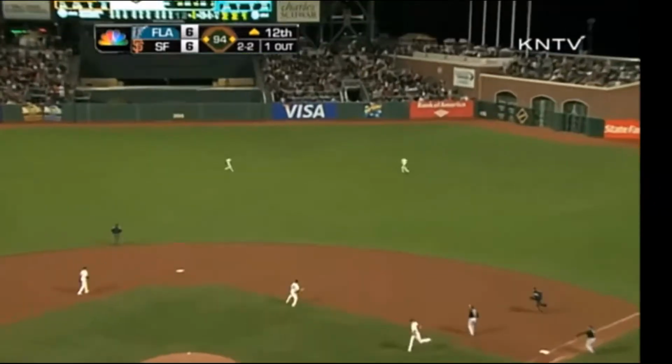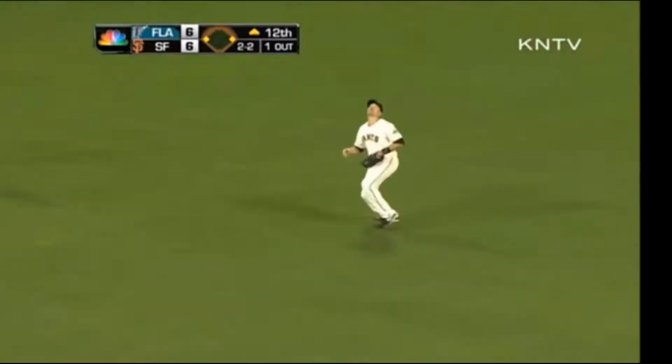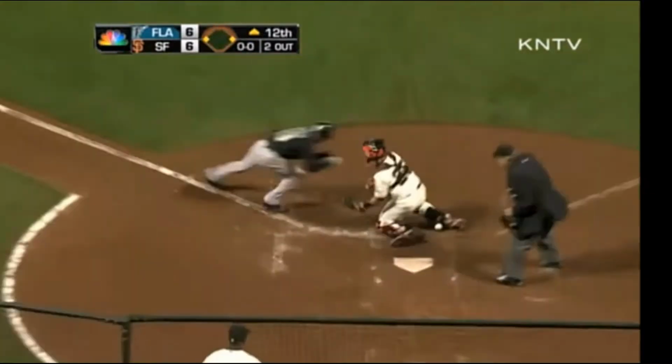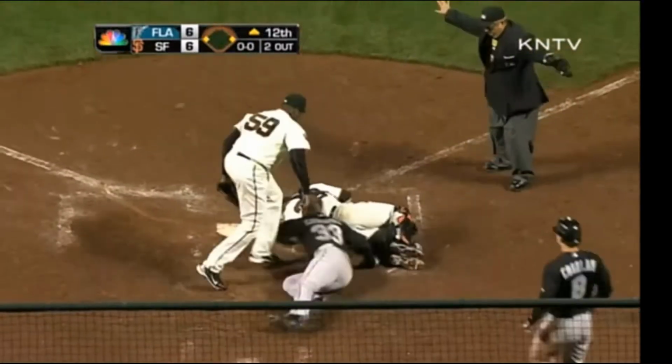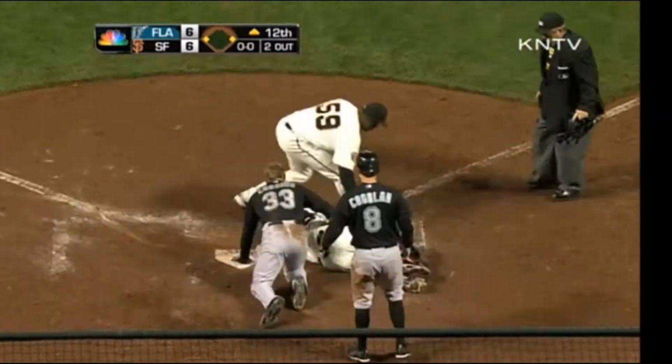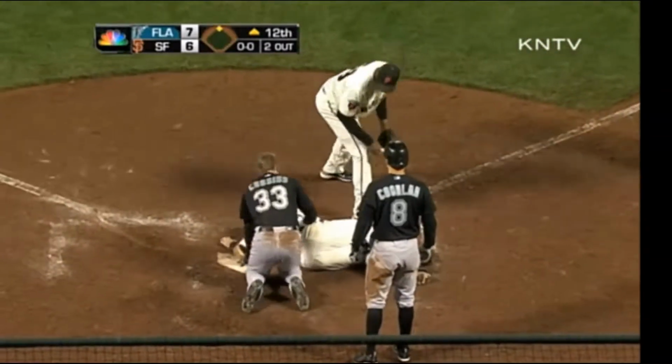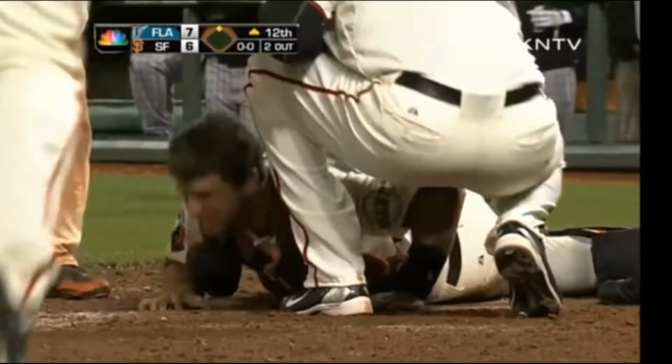Sherholtz has the best arm. Fairly shallow, more center than right. Cousins is going to test him. Posey can't handle it, and Posey gets clobbered. Posey is hurt, and he never caught the ball. The Marlins are back ahead, and the Giants' only focus now is Buster Posey.